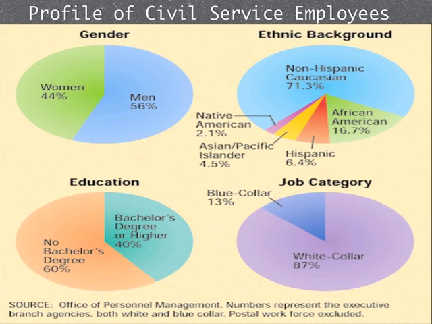Profile of civil service employees. Gender: 44% women, 56% men. Ethnic background: non-Hispanic Caucasian 71.3%, African American 16.7%, Hispanic 6.4%, Asian Pacific Islander 4.5%, Native American 2.1%. Education: no bachelor's degree 60%, bachelor's degree or higher 40%. Job category: white collar 87%, blue collar 13%.